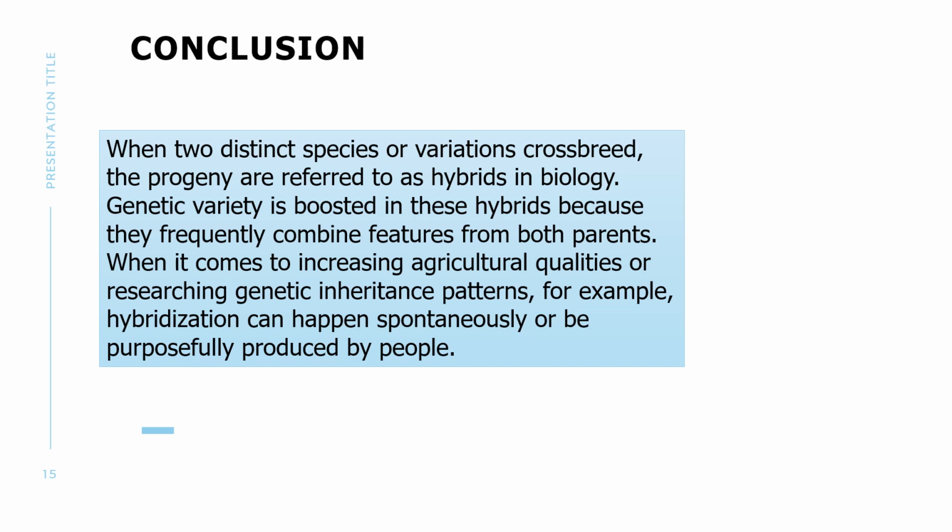For the conclusion, when two distinct species or variations crossbreed, the progeny are referred to as hybrids in biology, and the genetic variety is boosted in these hybrids because they frequently combine features from both parents. When it comes to increasing agricultural qualities or researching genetic inheritance patterns, for example, hybridization can happen spontaneously or be purposefully produced by people.